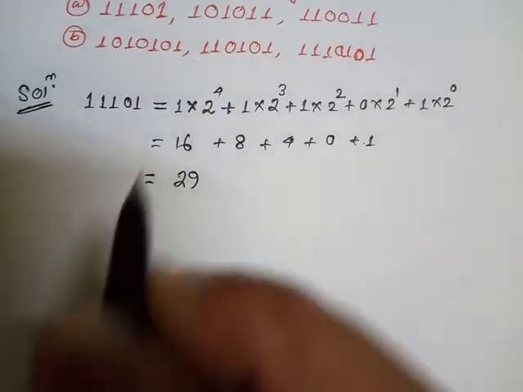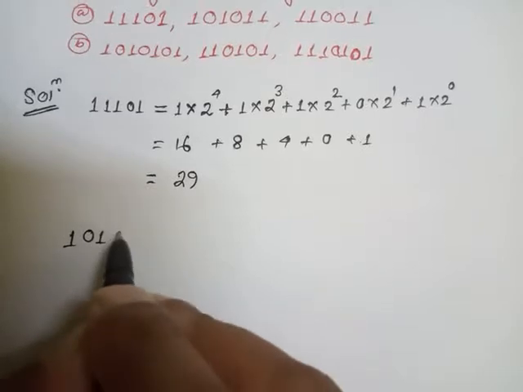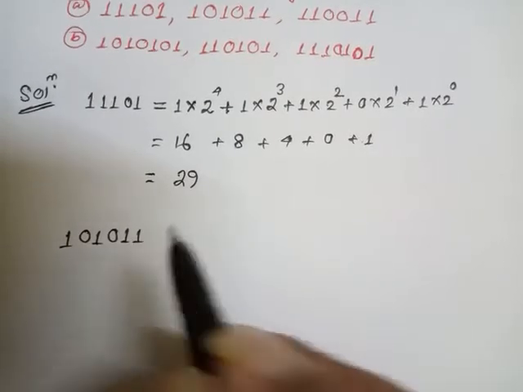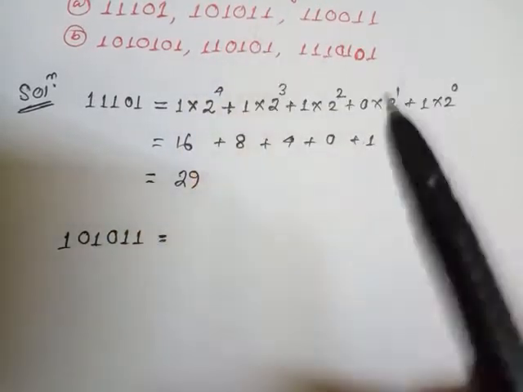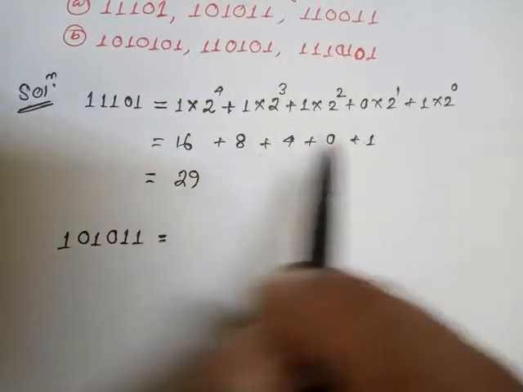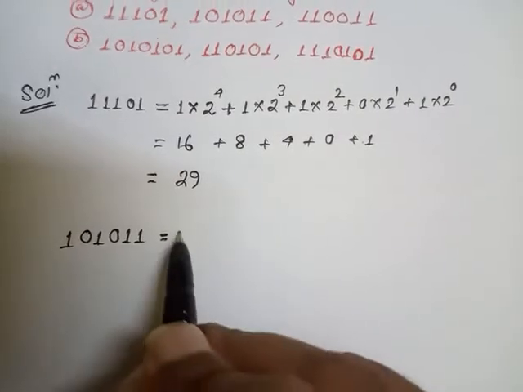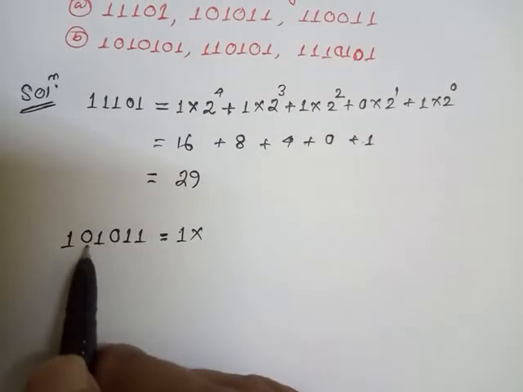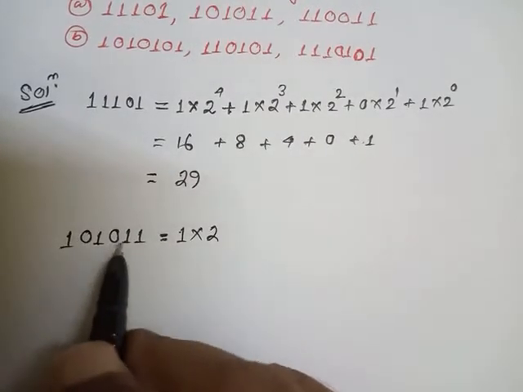Now the next one is 101011. This is the question. Now again we have to convert in the same way, binary to decimal. First of all I will write 1 here, the first digit. Then since these are all in binary, we'll put the base here, 2. The binary base is 2. Then 1, 2, 3, 4, 5.